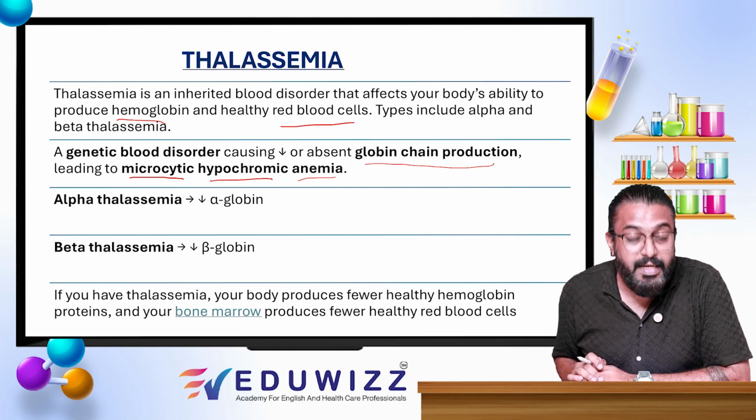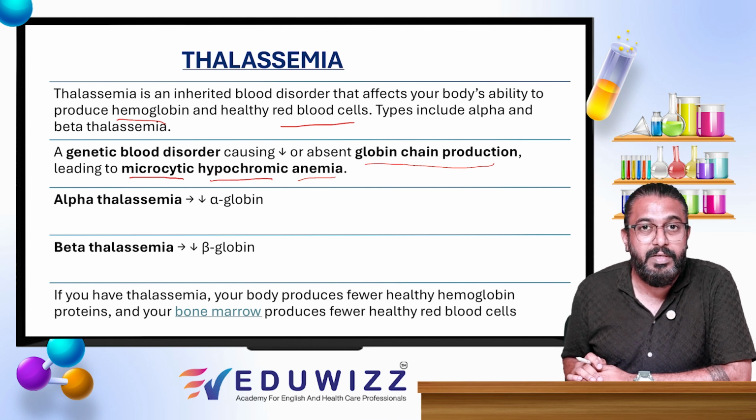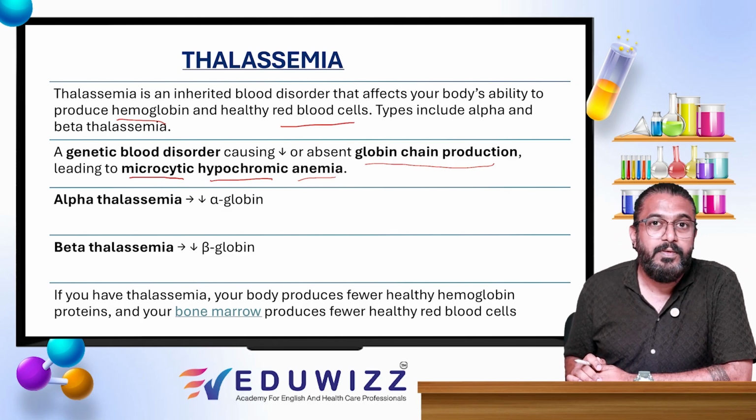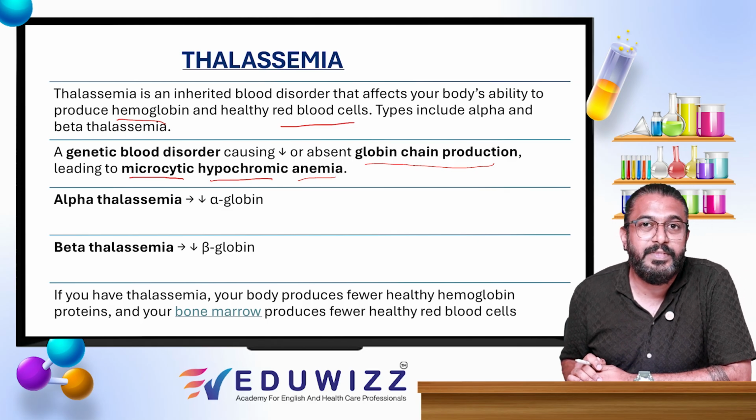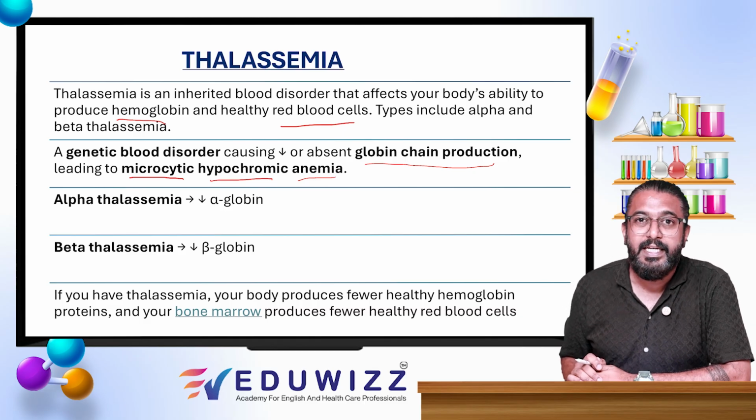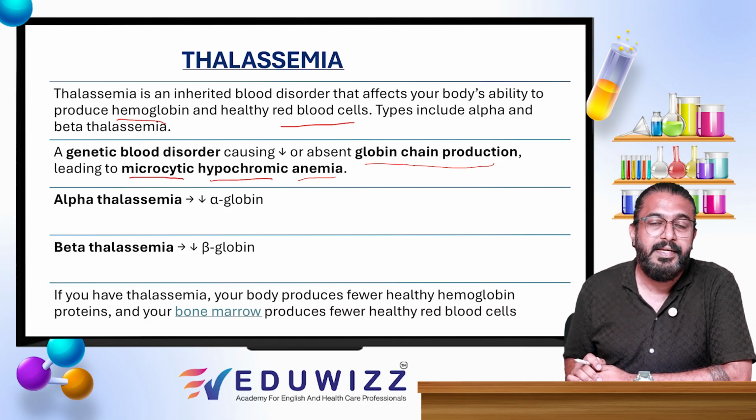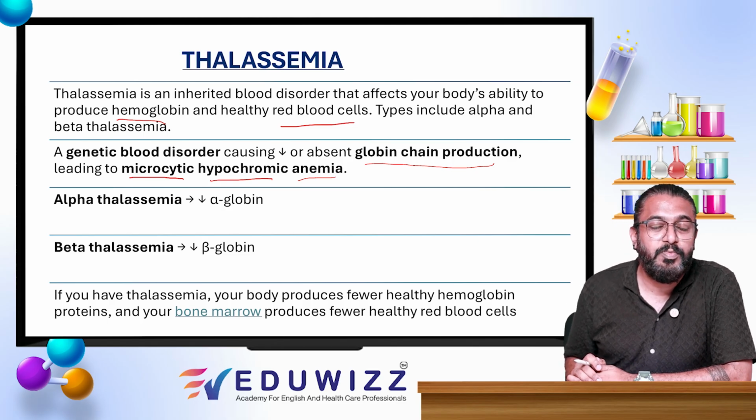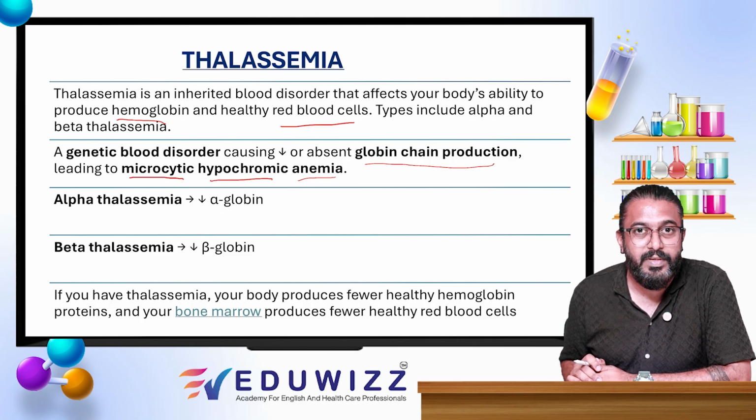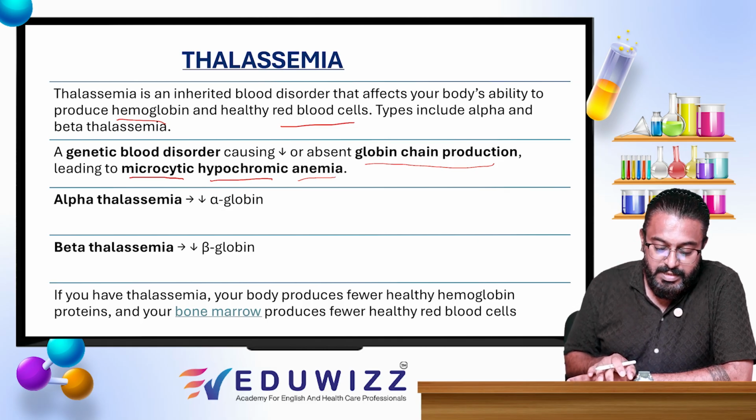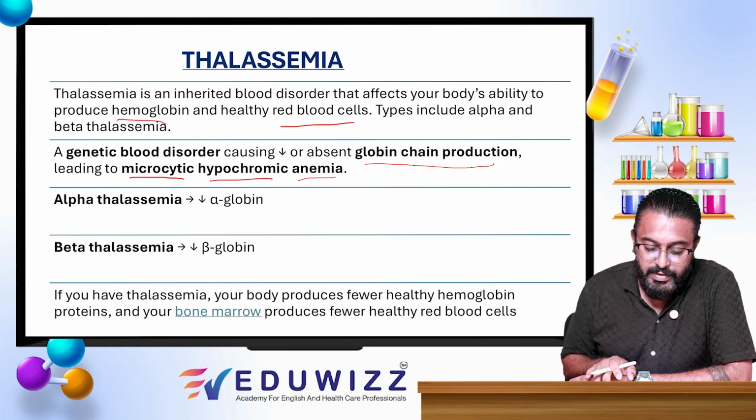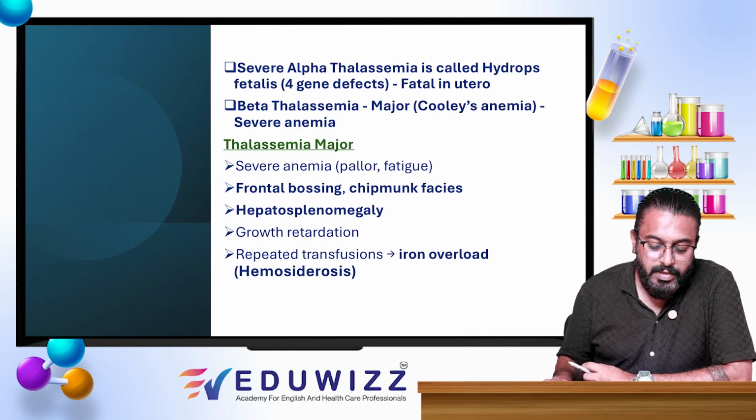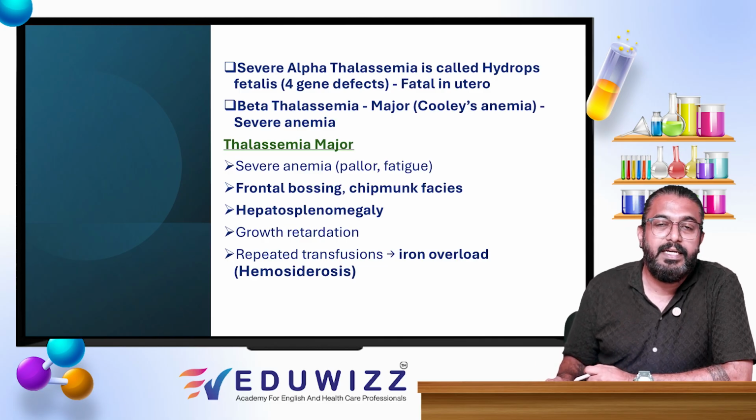Just like we said, there are two types: alpha thalassemia, which affects the alpha globin chain, and beta thalassemia, which affects beta globin. What happens is it reduces the ability of the body to produce enough hemoglobin, and it affects the bone marrow, resulting in decreased production of RBCs. So this is the introduction of thalassemia. Now let's see the clinical features.